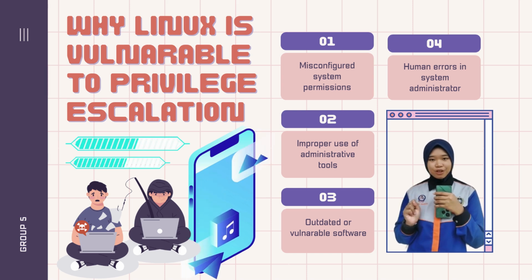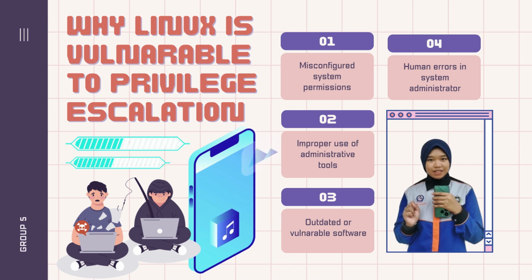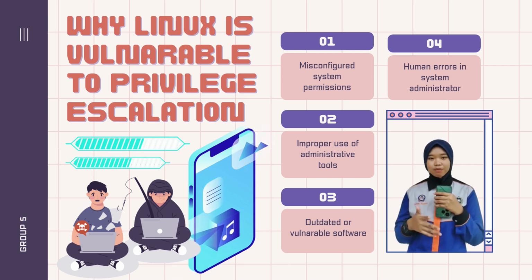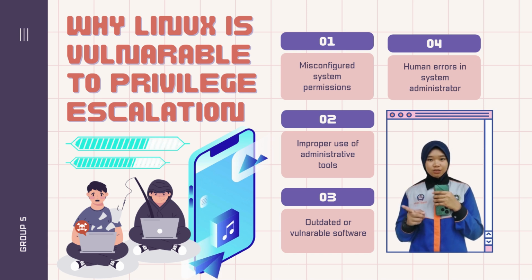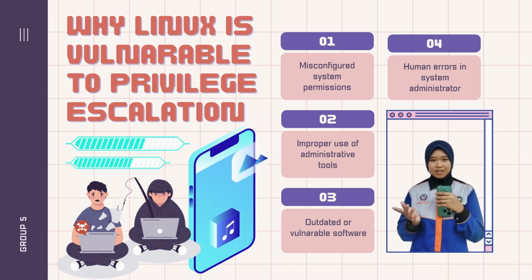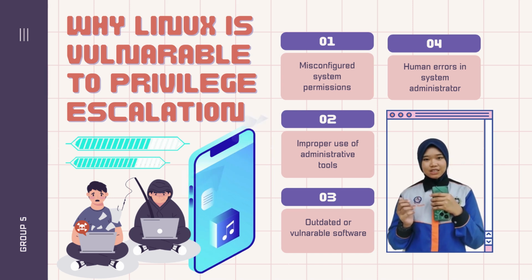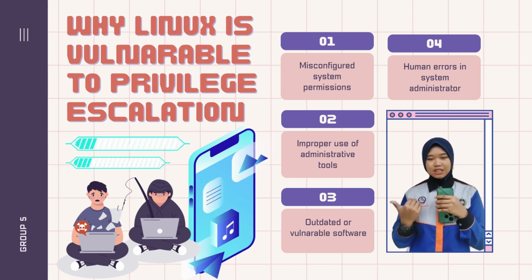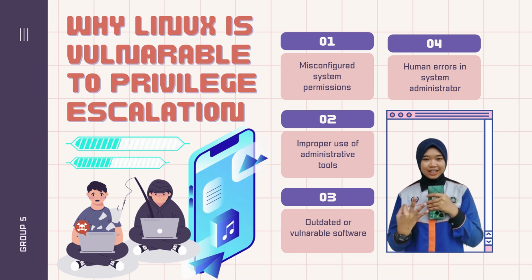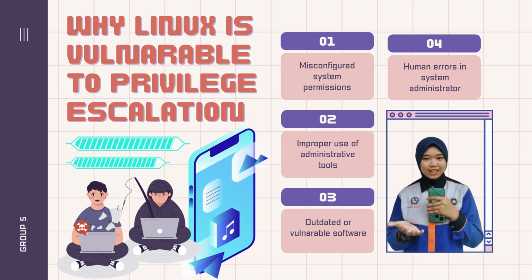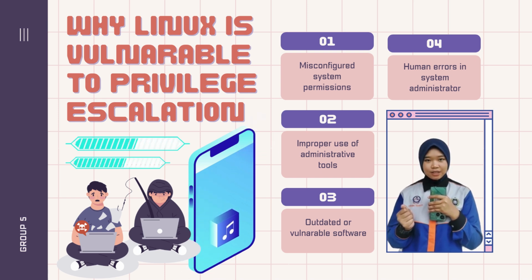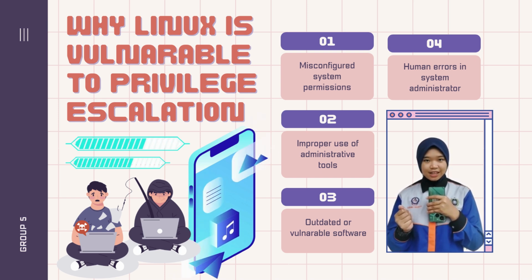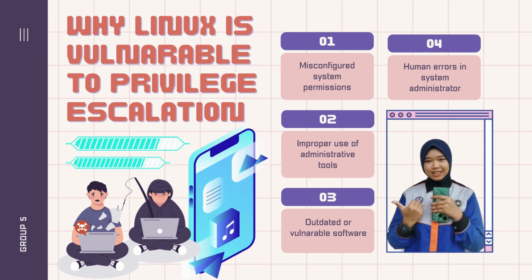Second, improper use of administrative tools. Administrative tools like sudo, cron, and programs with setuid permissions are very powerful. When these tools are not properly restricted, they can allow normal users to execute commands with administrative privileges, leading to potential privilege escalation. Third, outdated or vulnerable software. Software that is not regularly updated may contain known security vulnerabilities. Attackers can exploit these vulnerabilities to escalate their privileges within Linux systems.